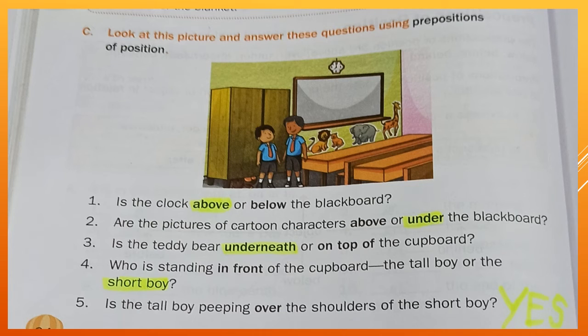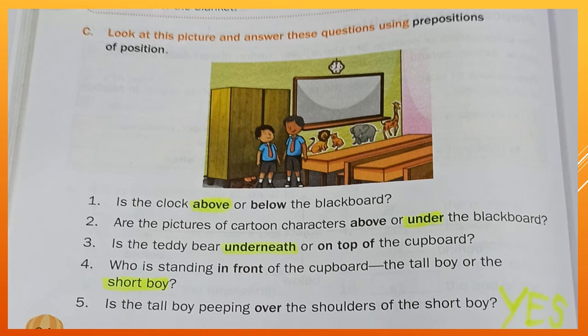Now let's look at this picture and answer these questions. Okay, is the clock above or below the blackboard? Yeah, right. The answer is above. Now, are the pictures of cartoon characters above or under the blackboard? Yes, that is under the blackboard. Third one, is the teddy bear underneath or on top of the cupboard? Yes, you are right. It's underneath the cupboard. Now, fourth one, who is standing in front of the cupboard? A tall boy or the short boy?